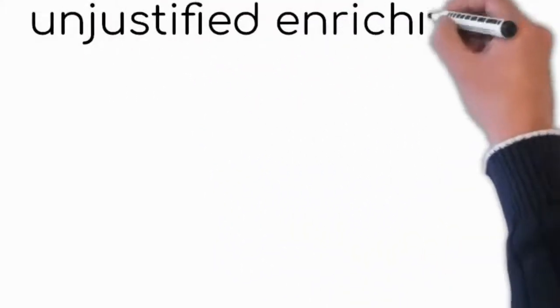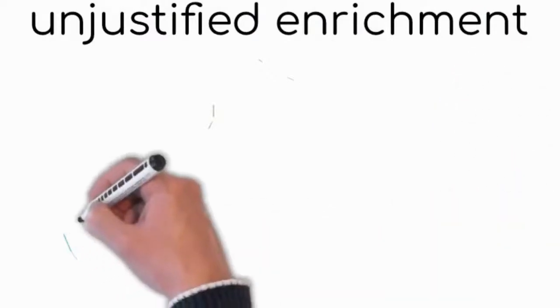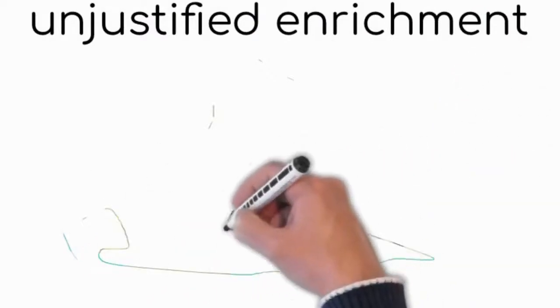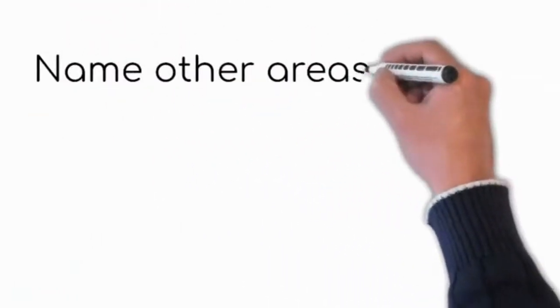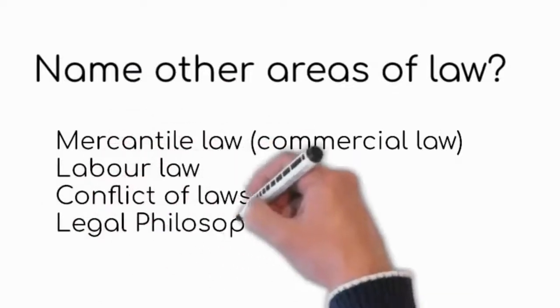Unjustified enrichment is when party A confers a benefit upon party B without party A receiving the proper restitution required by law. So what are other areas of law? We have mercantile law, labor law, conflict law, and legal philosophy.